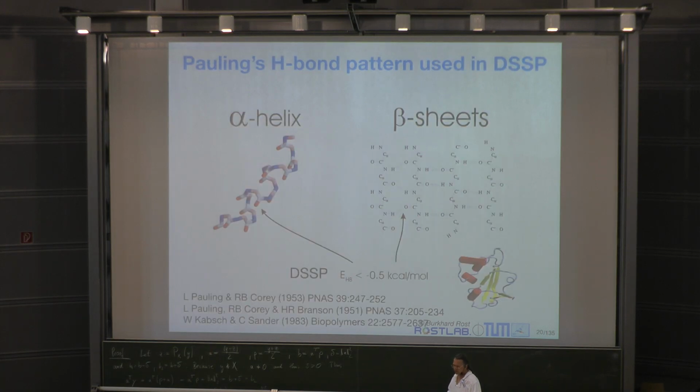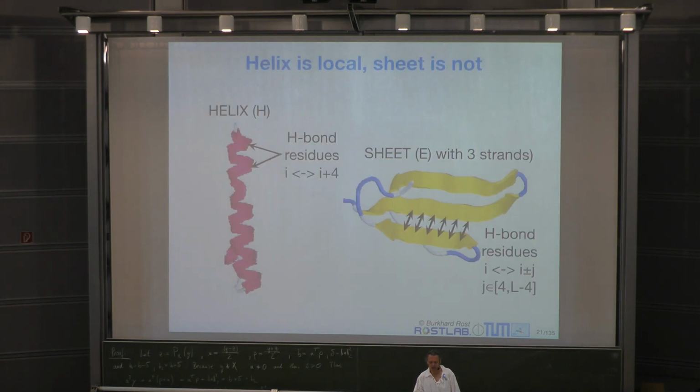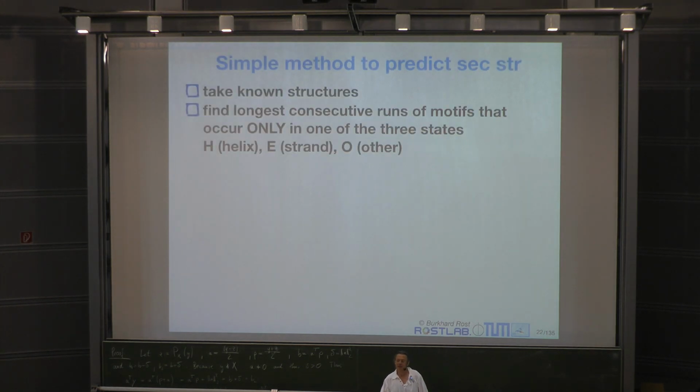This is the idea shown here. Clearly, the helix is more local than the sheet. Now, I believe I put that slide in the wrong place. A simple method to predict secondary structure, the simplest method, would essentially be exactly what I showed before. Take all of these runs that are unique to some particular class. Whenever now in your new protein, you find this run of letters that correspond to a particular secondary structure, helix, strand, or other. In the 5 mers that are in both, you don't take. You only take unique ones.